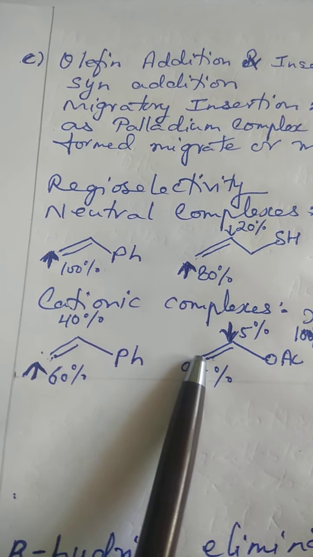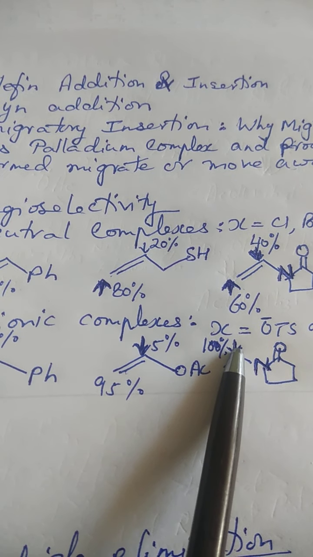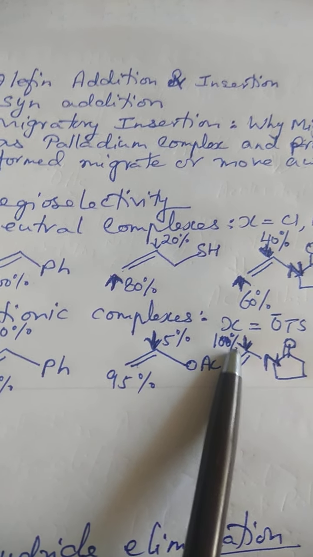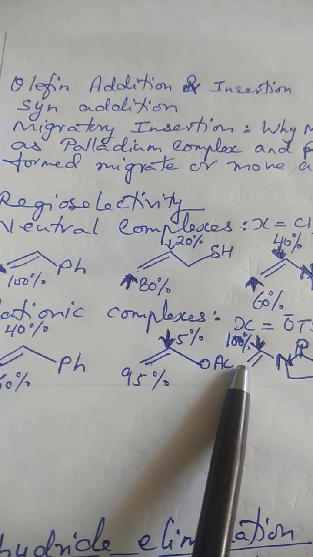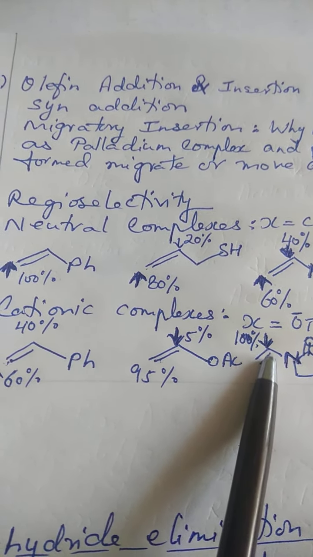In this case, 95% R will be here, and at the same time 5% here. If this is the structure, in this case, at this position, CH2 here, and 100% of the R attached over here in this way. So this is the case when we are talking about the regioselectivity, as far as the regioselectivity goes.